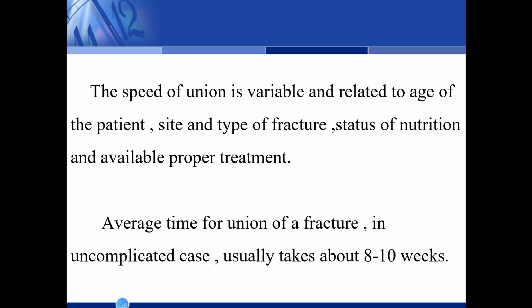The speed of union is variable and related to age of patient, size and type of fracture, status of nutrition, and available proper treatment. The average time for union of a fracture in an uncomplicated case usually takes about 8 to 10 weeks.